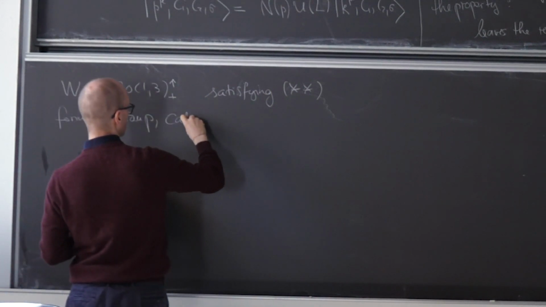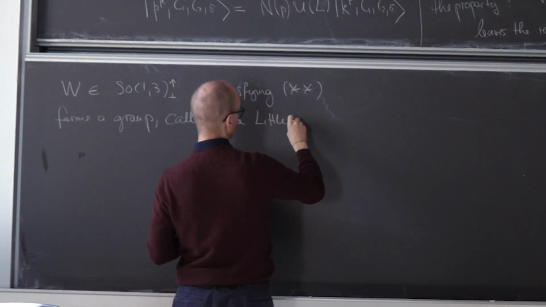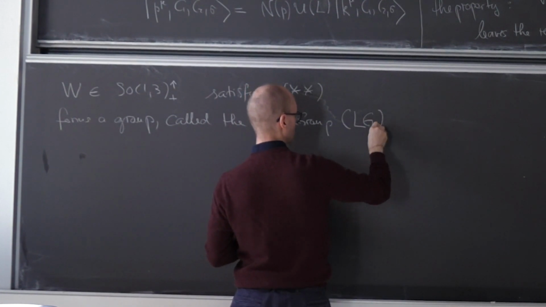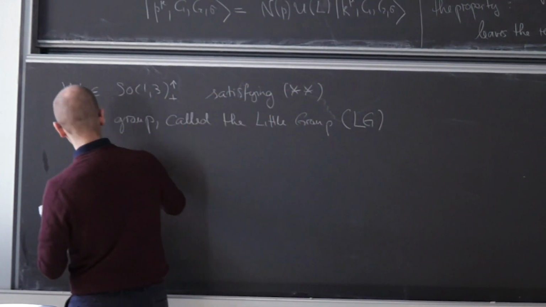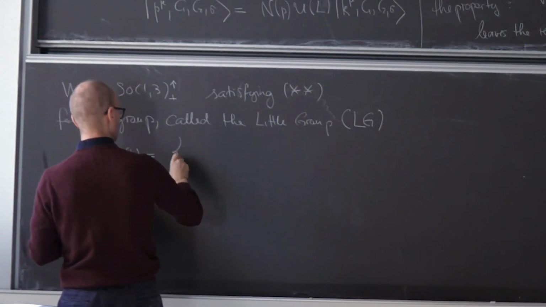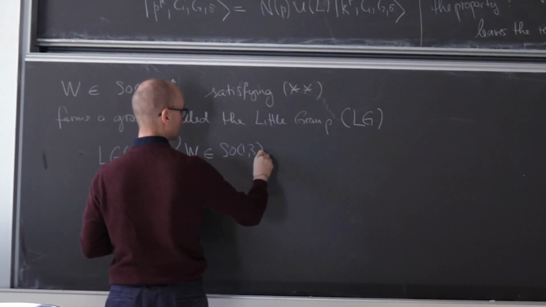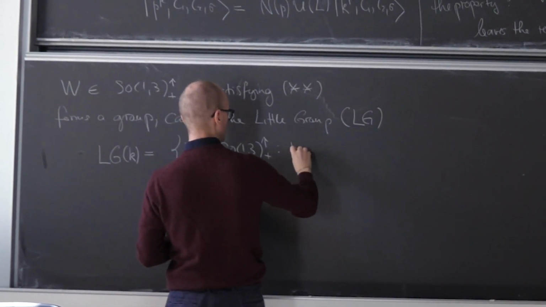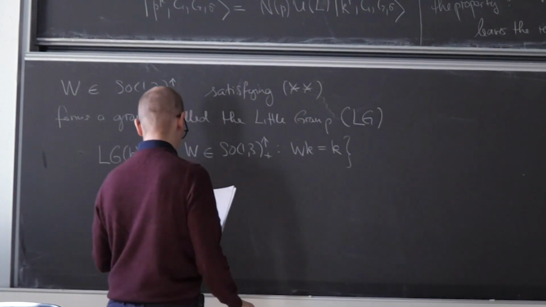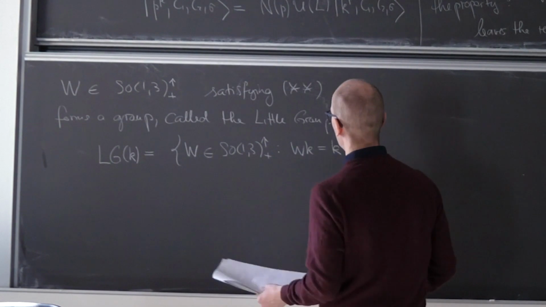and it's called the little group. I often will denote it as LG of K. So LG associated to a given reference momentum K is, of course, all W in SO(1,3) plus up arrow such that W of K is equal to K. And this will be very important for us.